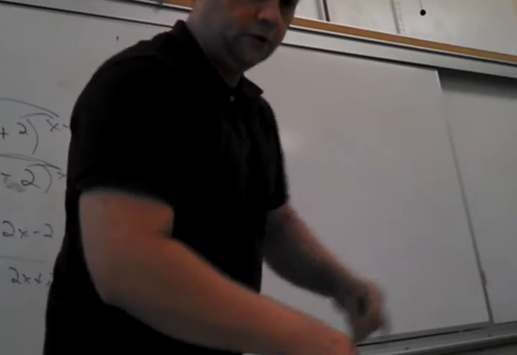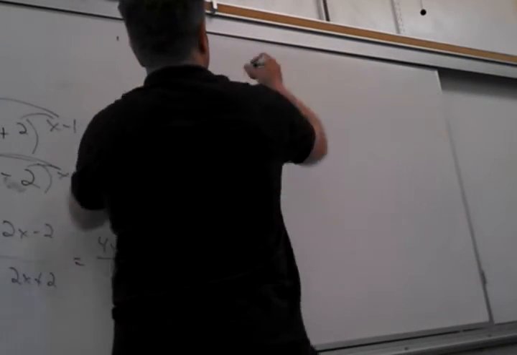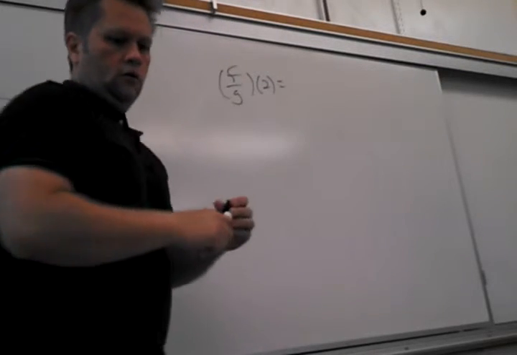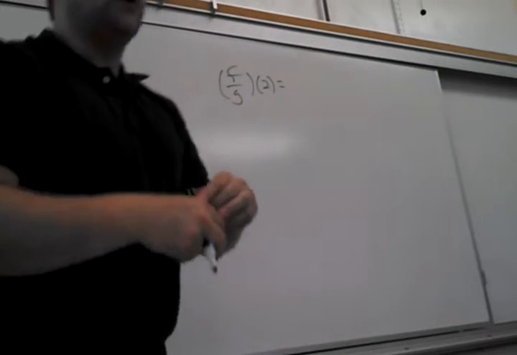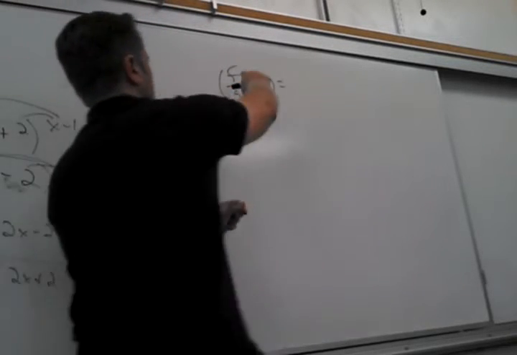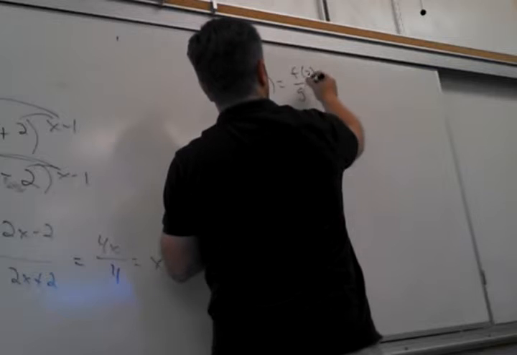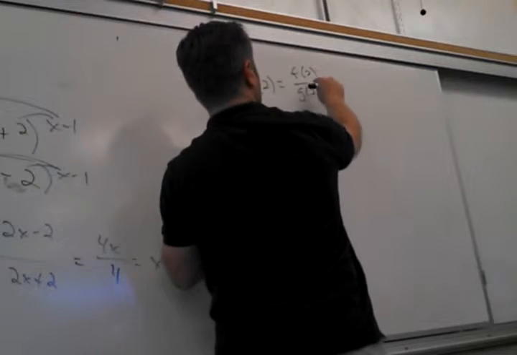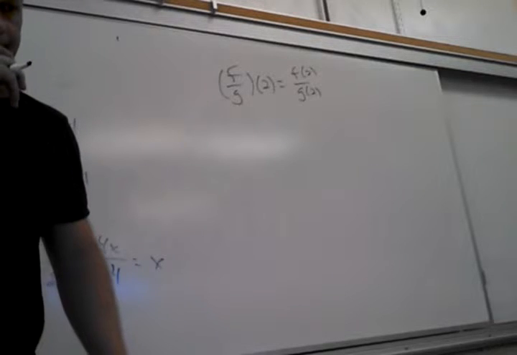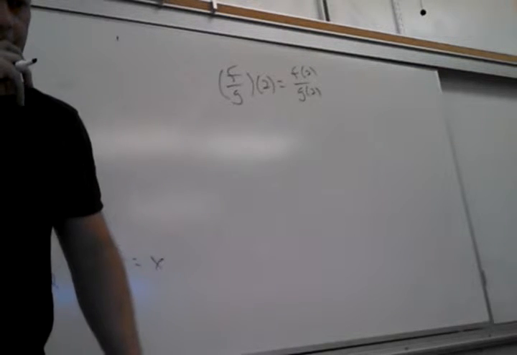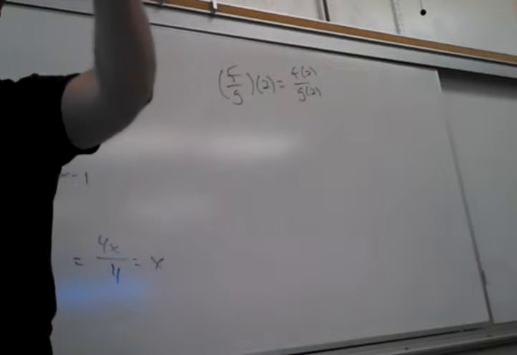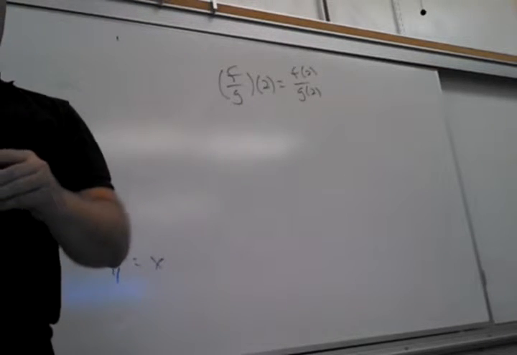So what is that symbol asking for? Good. So no multiplication here, right? This means f of 2 divided by g of 2. So then you can just focus on figuring out what those are and then dividing them. All right, so you plug a 2 into f, you plug a 2 into g, and then you divide them. Cool.